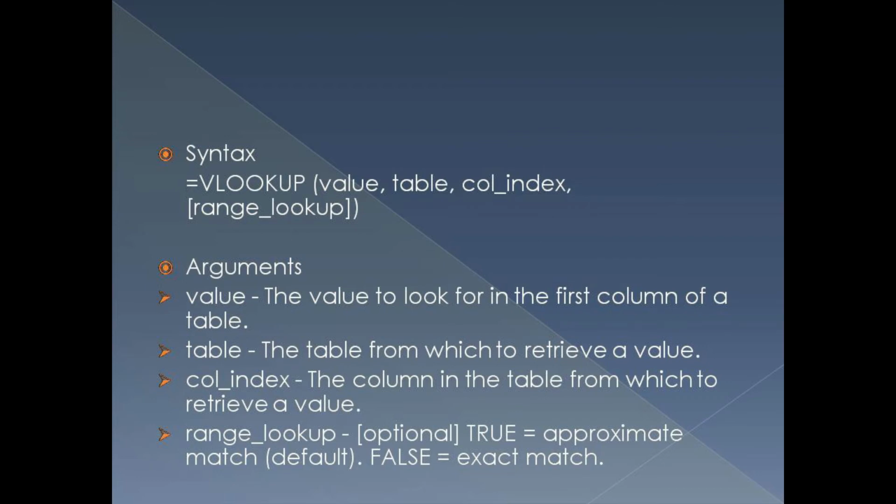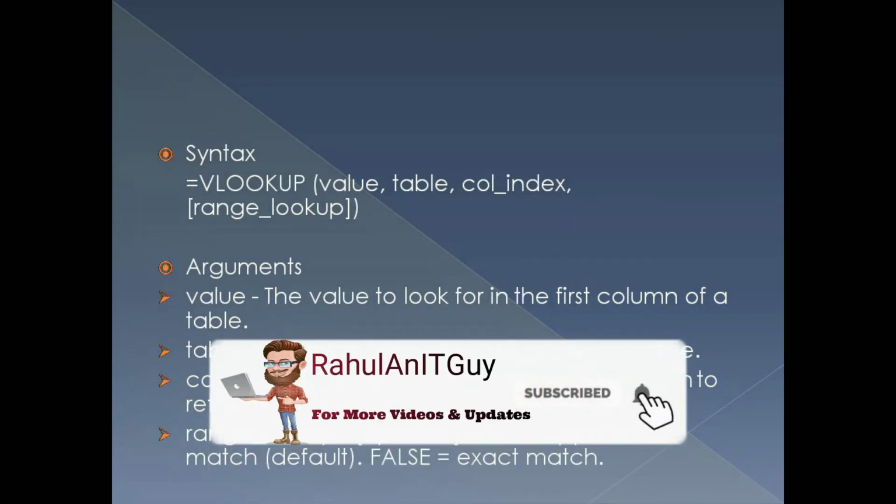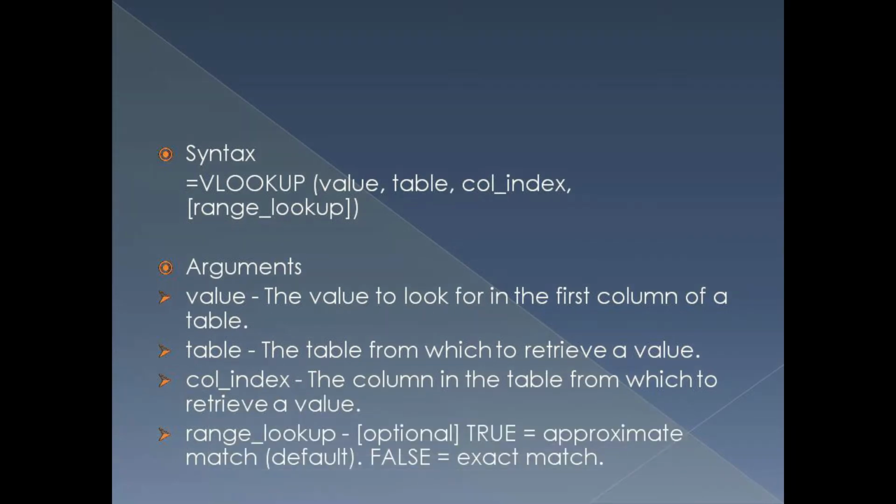VLOOKUP, inside brackets: value, comma, table, comma, column index, comma, range lookup. Arguments: value, the value to look for in the first column of a table. Table, the table from which to retrieve a value. Column index, the column in the table from which to retrieve a value.